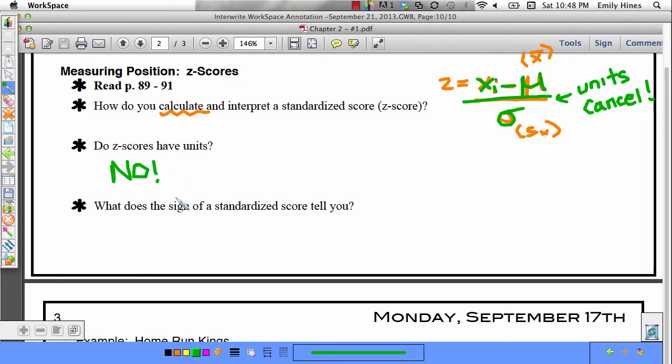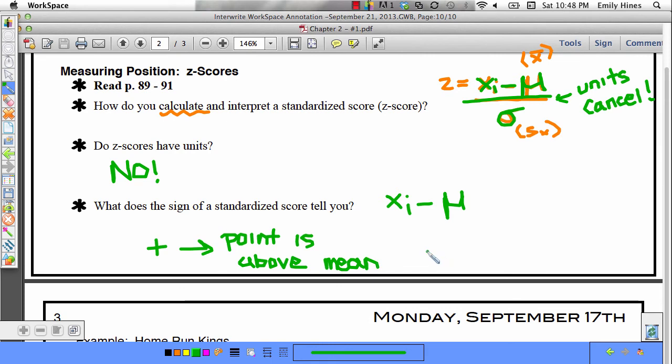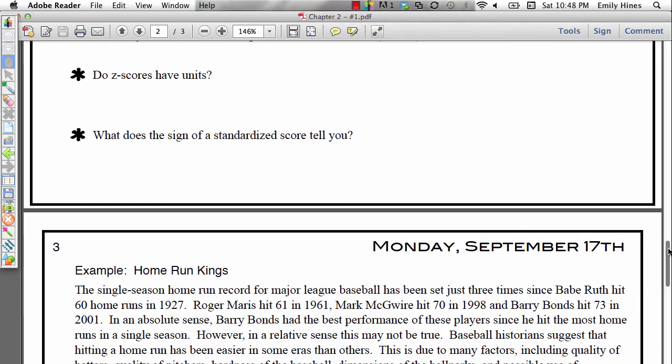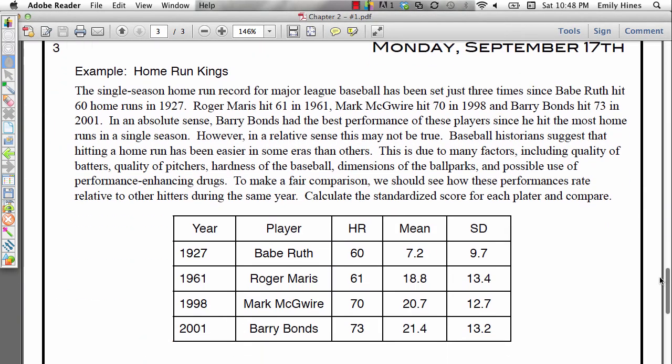Okay, and what does the sign of the standardized score tell me? Since I am subtracting my data value minus the mean, if it's positive, that tells me my data point was larger, so the point is above the mean. If it's negative, that means my mean was larger, which means my point is below the mean. Okay, so let's look at a couple more examples.